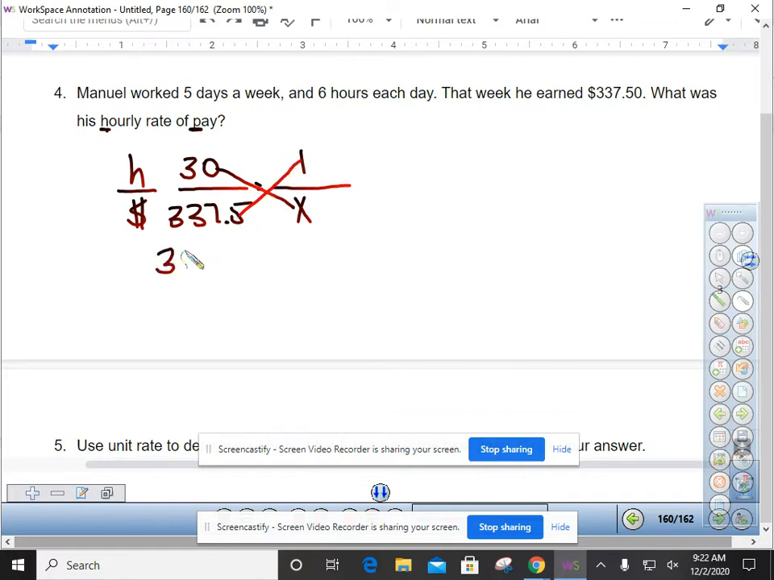How do we solve this? You get 30x equals 337.5. Then what? Divide by 30. Note you cannot mark off a 0 on this one because it is behind the decimal. That does not make them uneven.